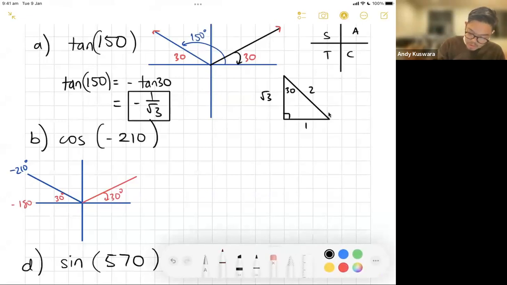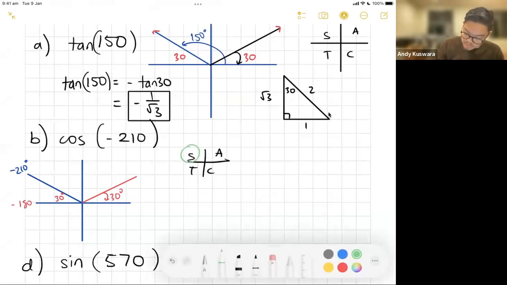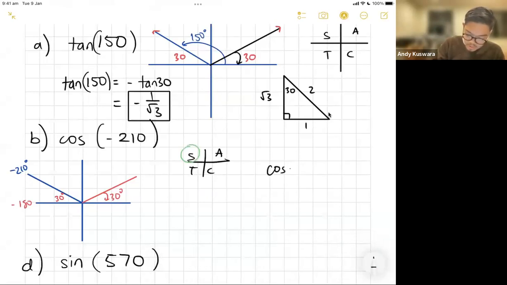Now, what do I know about cosine in the second quadrant? I know it's going to be negative. So doing my working out, I can write cos of negative 210 is the same as negative cos, and the related angle, the acute angle, is 30. So it's going to be negative cos 30.